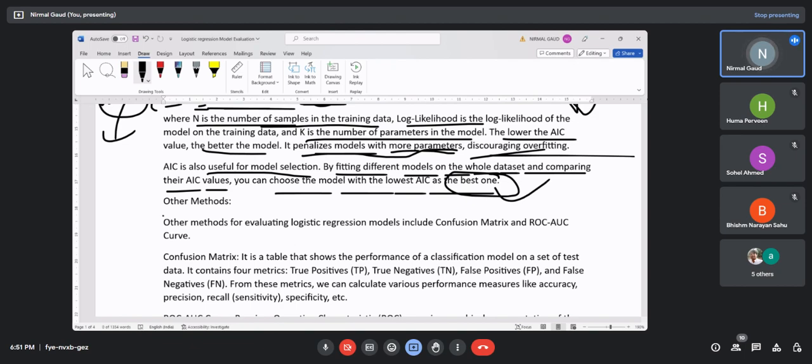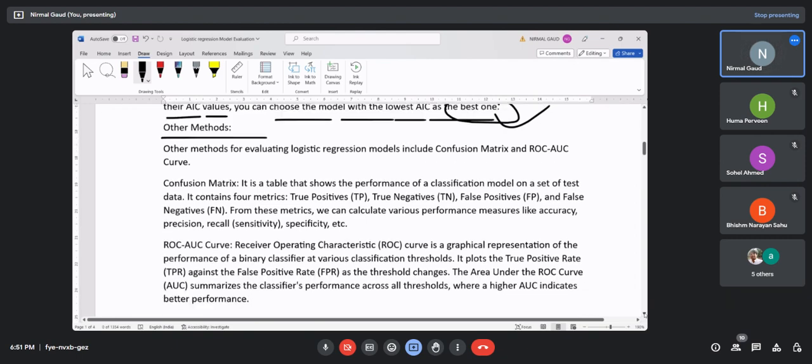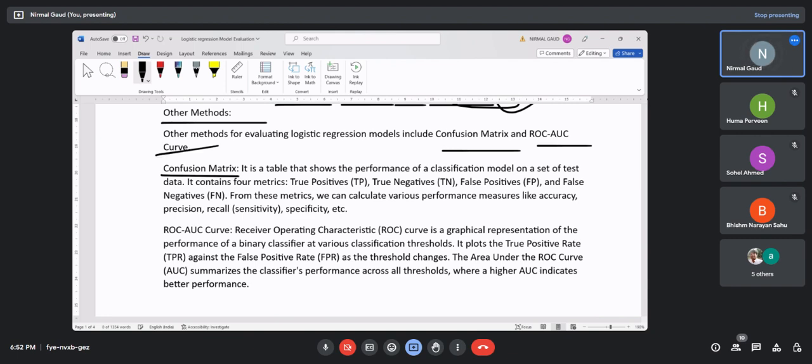There are other methods also, and these are very well known to you: confusion matrix, ROC, AUC curve. We have an idea about the confusion matrix from many of the projects we do. It's a matrix with the values true positive, true negative, false positive, false negative. These are the values present in the confusion matrix.